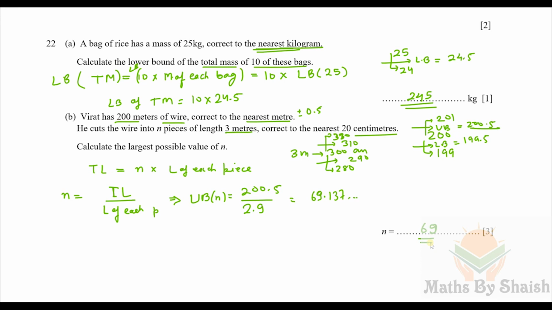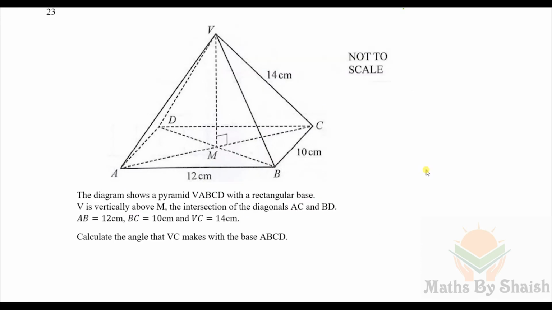Here's the 23rd question. The diagram shows a pyramid VABCD with a rectangular base. V is vertically above M, so this is going to be 90 degrees. The diagonals AC and BD intersect at M. AB is 12 centimeters, BC is 10 centimeters, so ABCD is a rectangle, and VC is 14 centimeters. Calculate the angle that VC makes with the base ABCD. So I'll highlight the base once. This is the base.